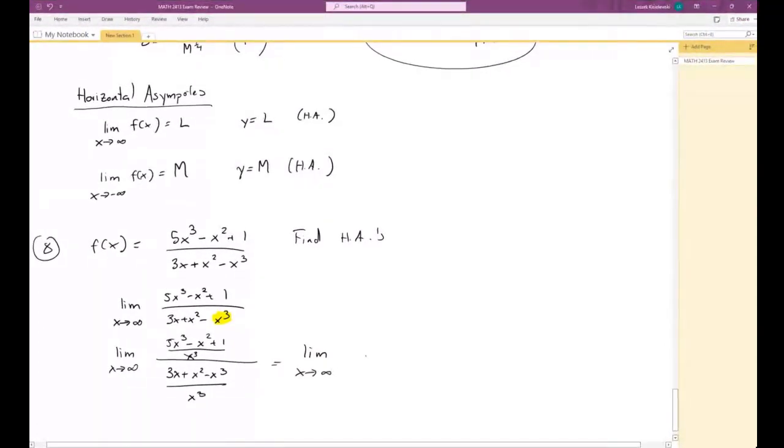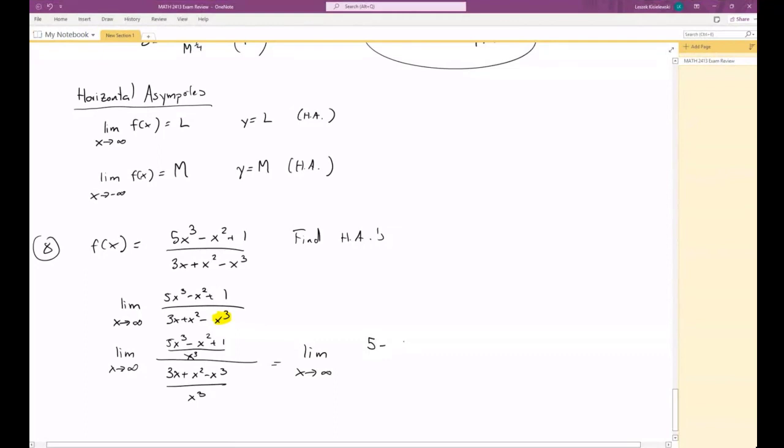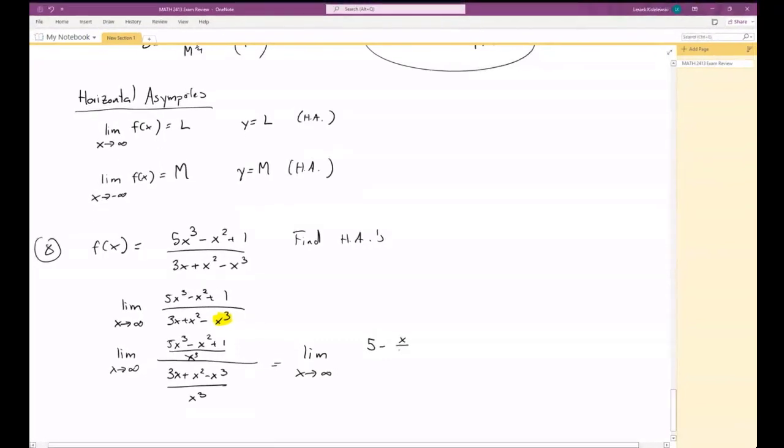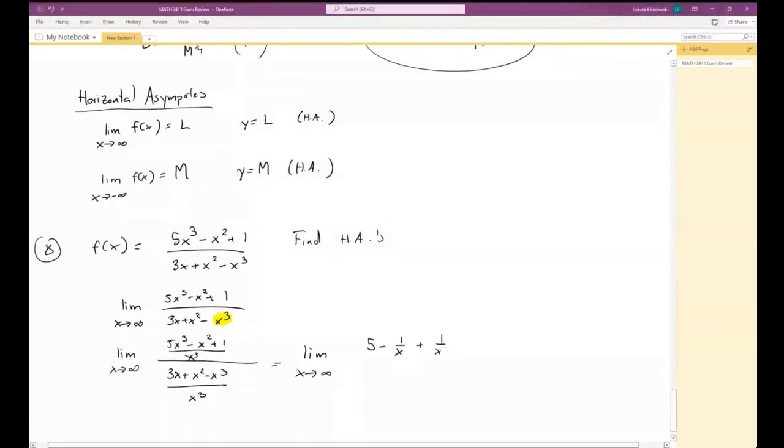So then this allows us to divide each term in the numerator by x cubed, giving us a constant, x over x cubed, and x squared over x cubed. That simplifies, let's not be silly: x squared over x cubed is 1 over x. And then we have 1 over x cubed.